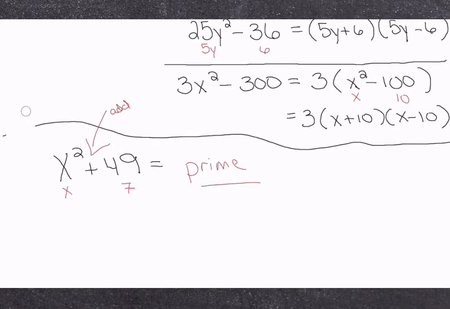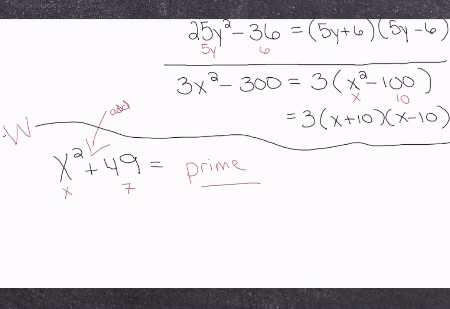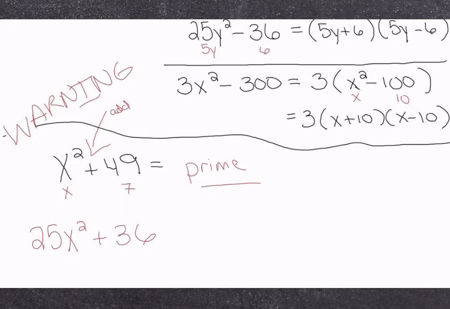I should put a big warning here. Warning: if you have a plus sign, you cannot factor it if you're talking about squares. Okay, so even here, if you had something like this, let me make this one change here, I can't factor this. I can't even take out a GCF because of the plus sign that's in the middle.